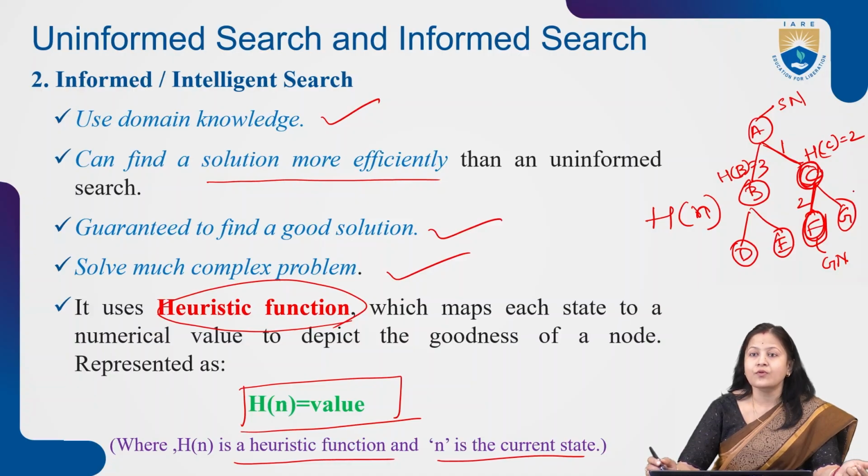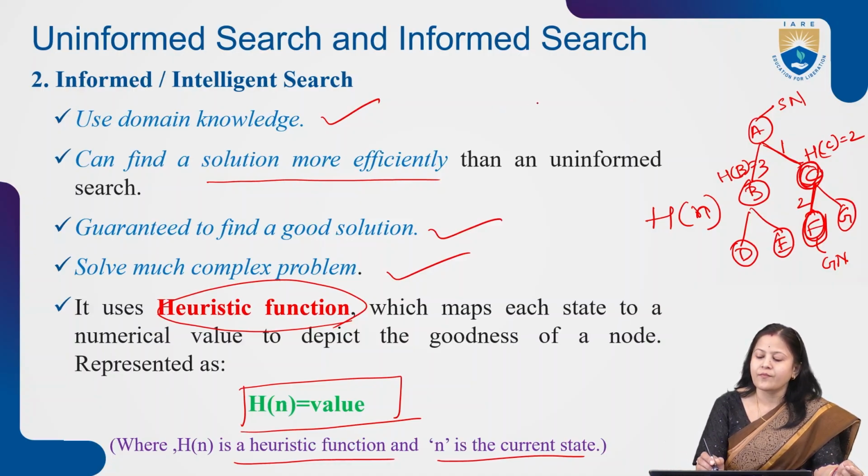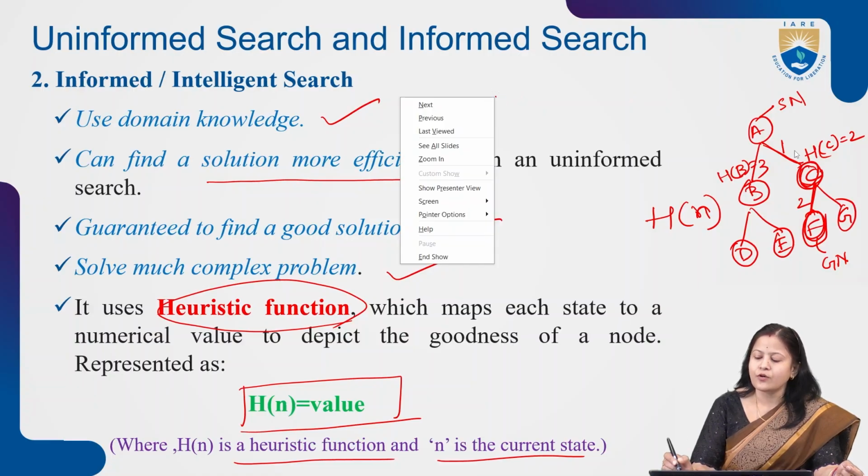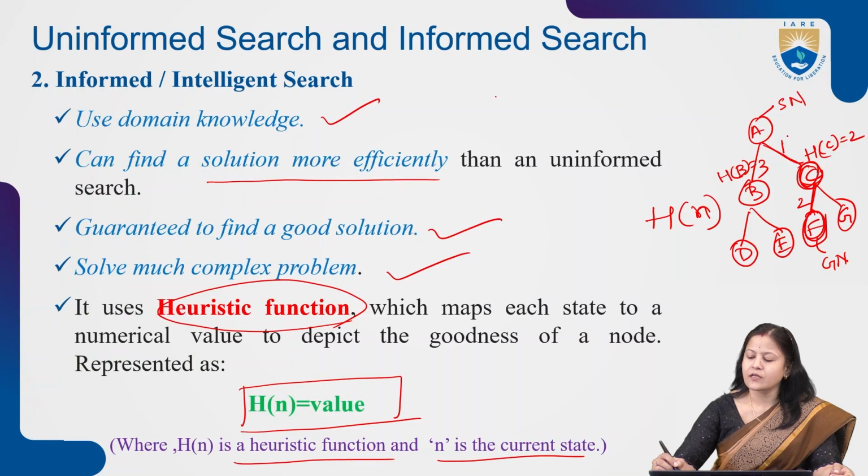Now, what would be the total distance if I want to traverse from start node A to the goal node F? The cost would be 1 plus H of C, that is 1 plus 2, which is equal to 3. The total cost would be 3 to reach from starting node A to node F.